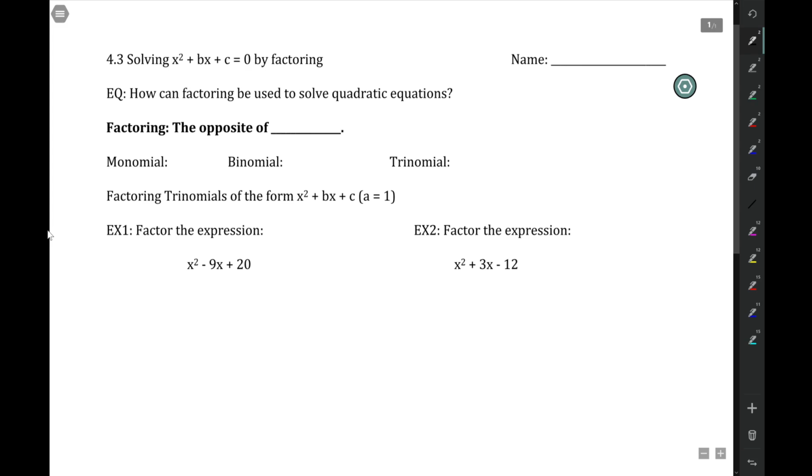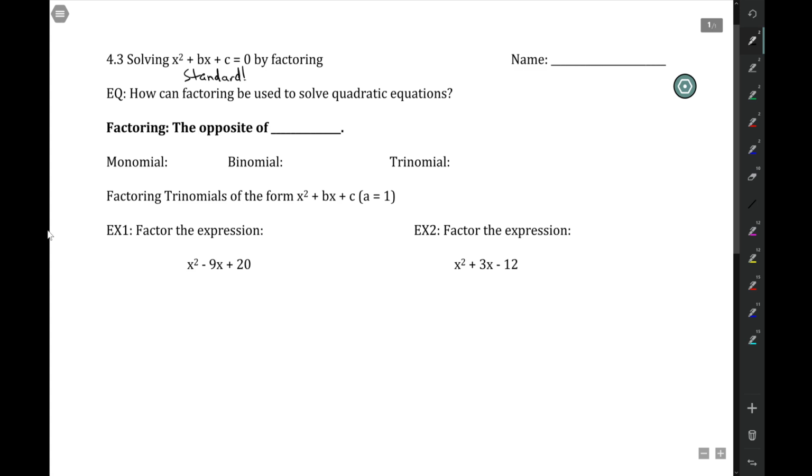Alright guys, welcome to the 4-3 notes, solving x squared plus bx plus c equals 0 by factoring. Again, this is the standard form of a quadratic equation, and now we will be solving them.